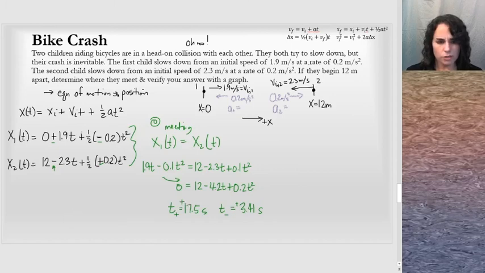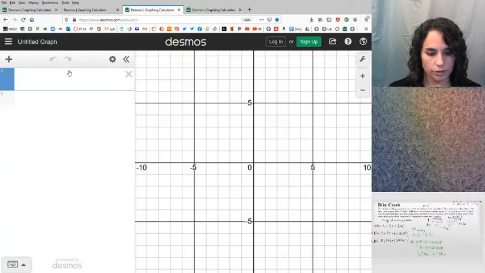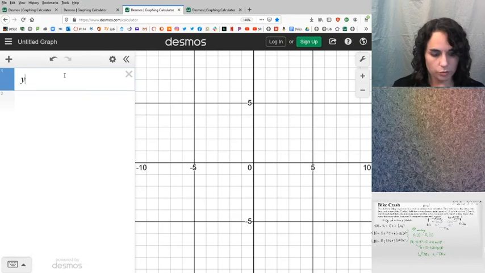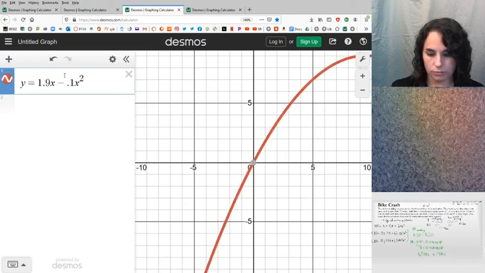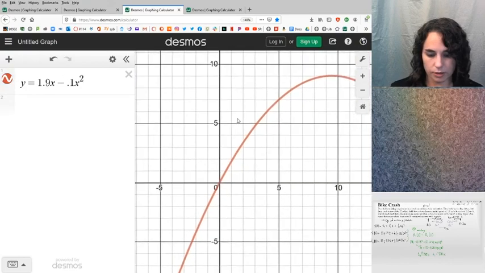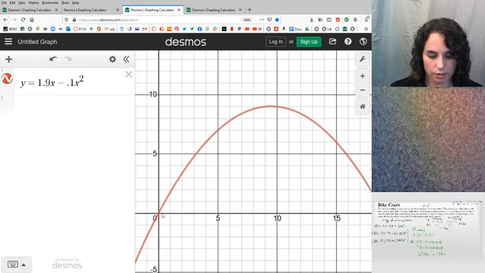So let's graph these two equations. Let's go over to the graph and see what's going on. So the first equation, y equals 1.9x minus 0.1x squared. Okay, and when I look at this, I see increasing distance, and then slowing down. So it doesn't travel as far in the same time period. So this is slowing down. It's a pointing down parabola. I'm fine with that. Let's draw the other one in here.